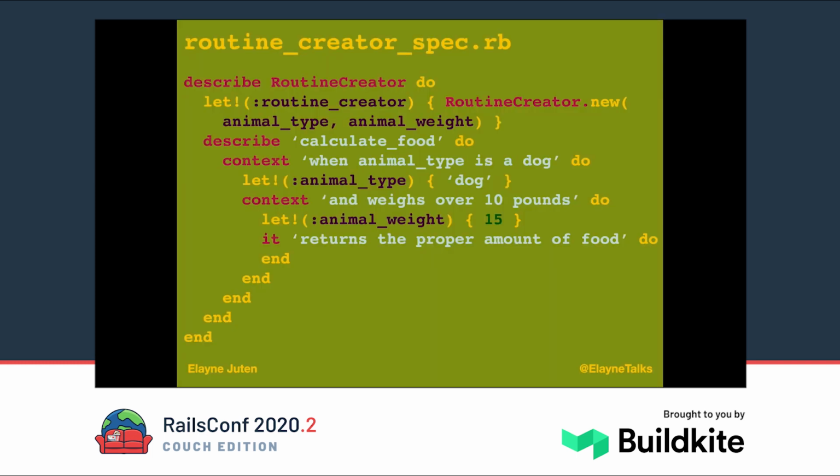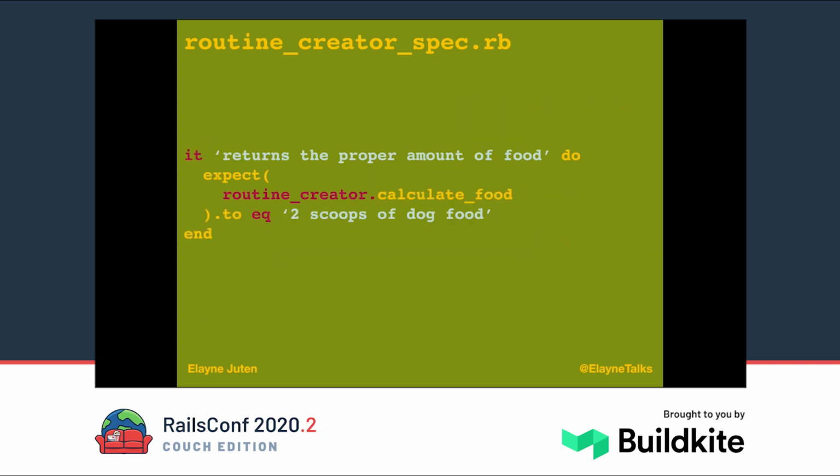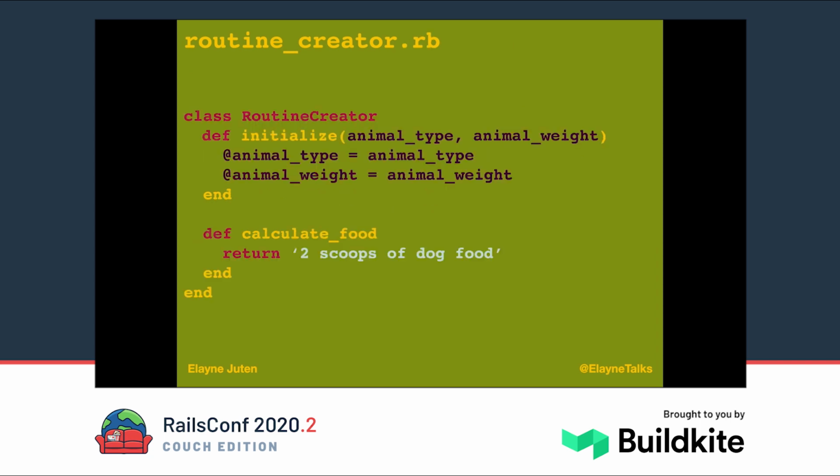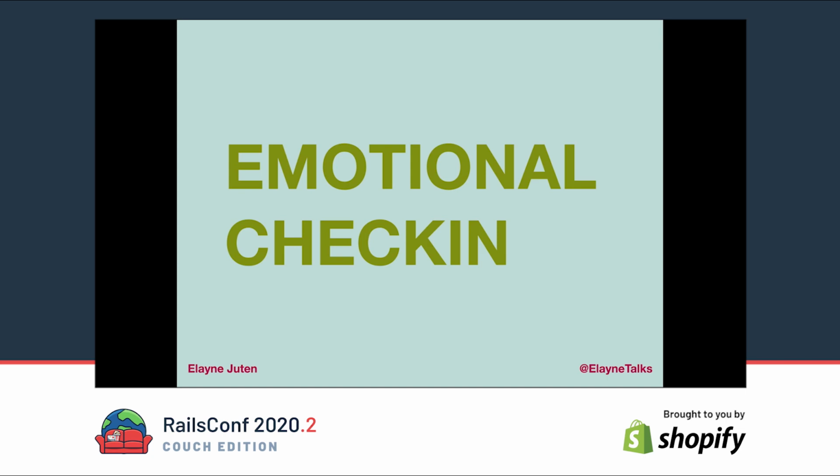So I have added the describe, I've set up the RoutineCreator class with the calculate food method, and I've checked if an animal type is a dog and weighs over 10 pounds, it's going to return the proper amount of food. What that returns is 2 scoops of dog food, and then in our actual Ruby code, I have my animal type and animal weight initialized, and the calculate food method is returning 2 scoops of dog food. I've got completed tests that are passing, and I'm past that blank page panic. I'm feeling way more confident, a lot less negative, and I feel like I can continue forward.